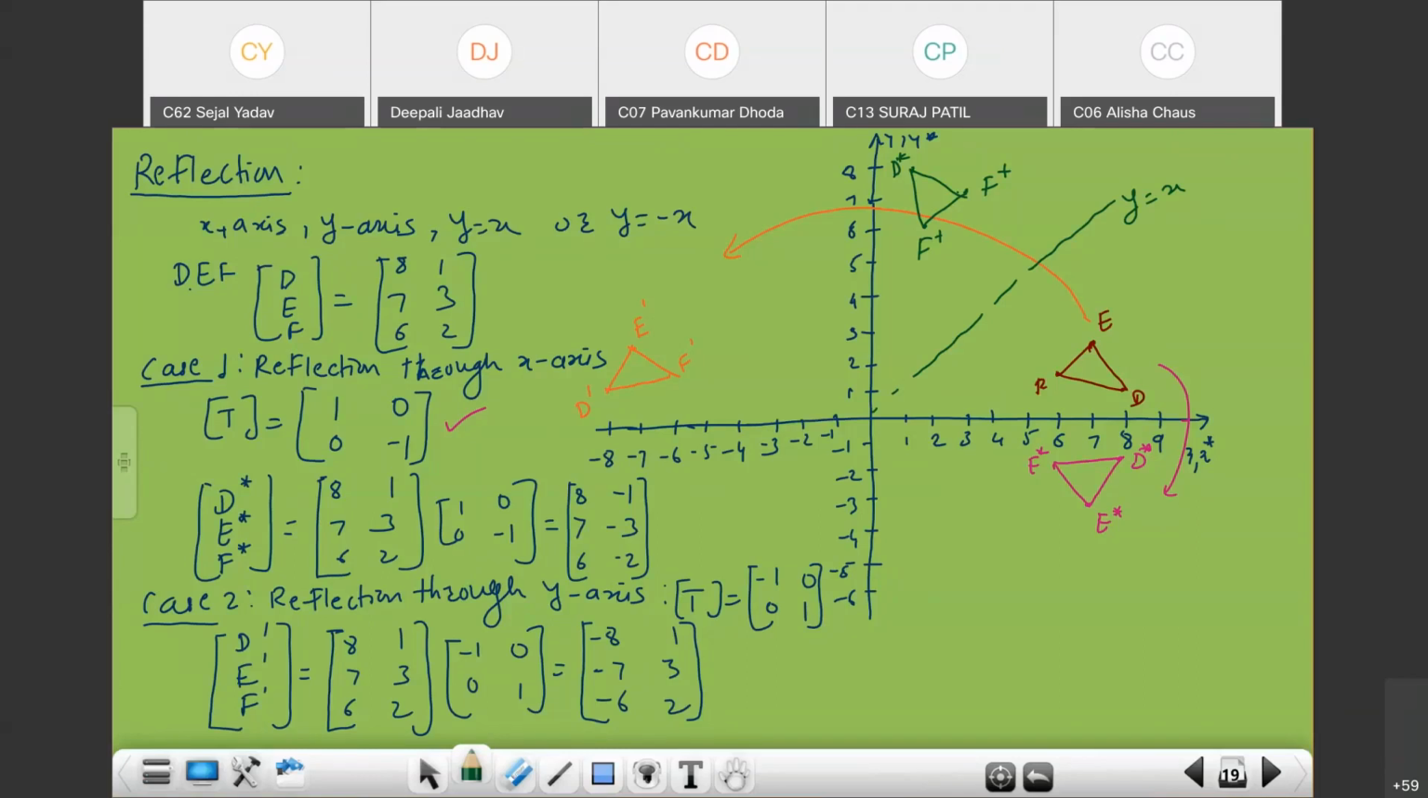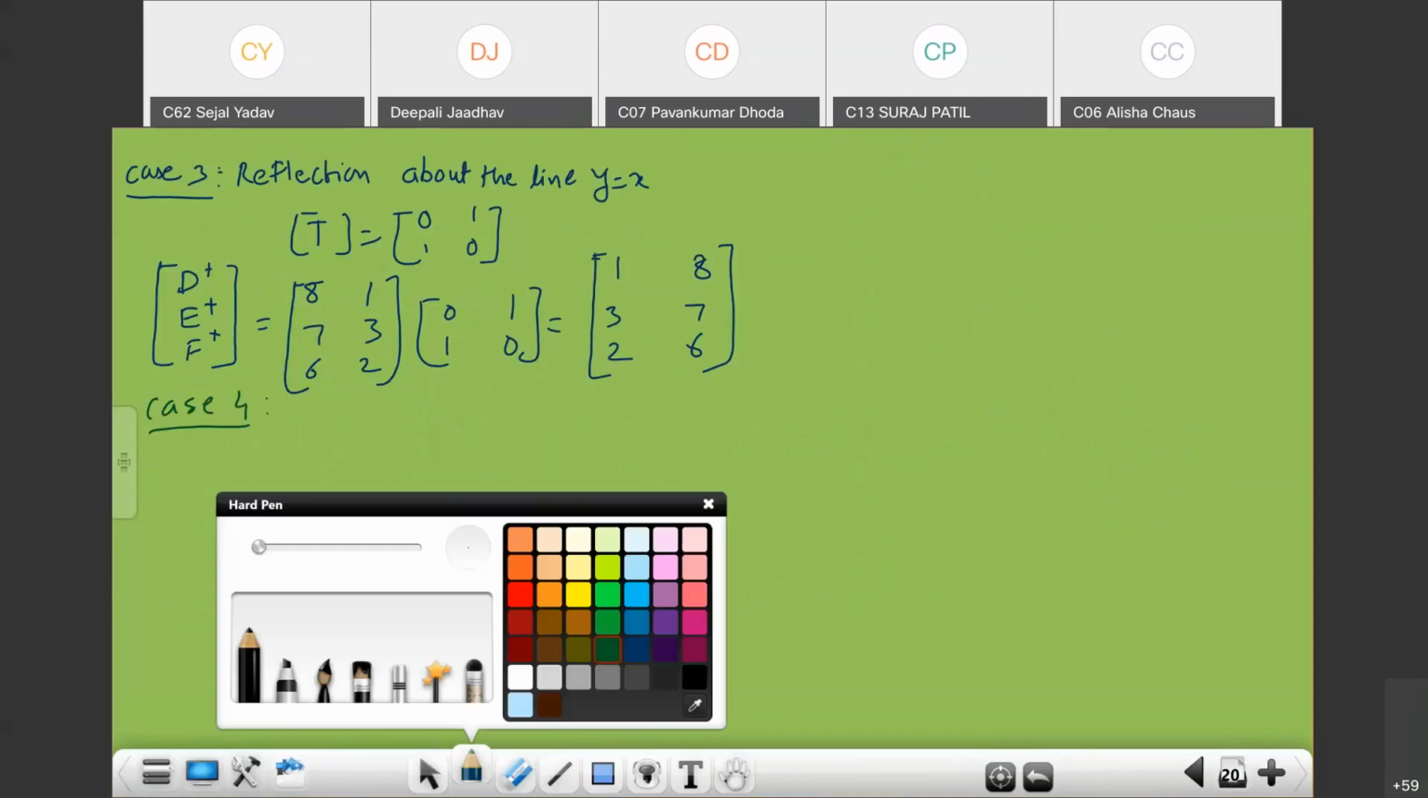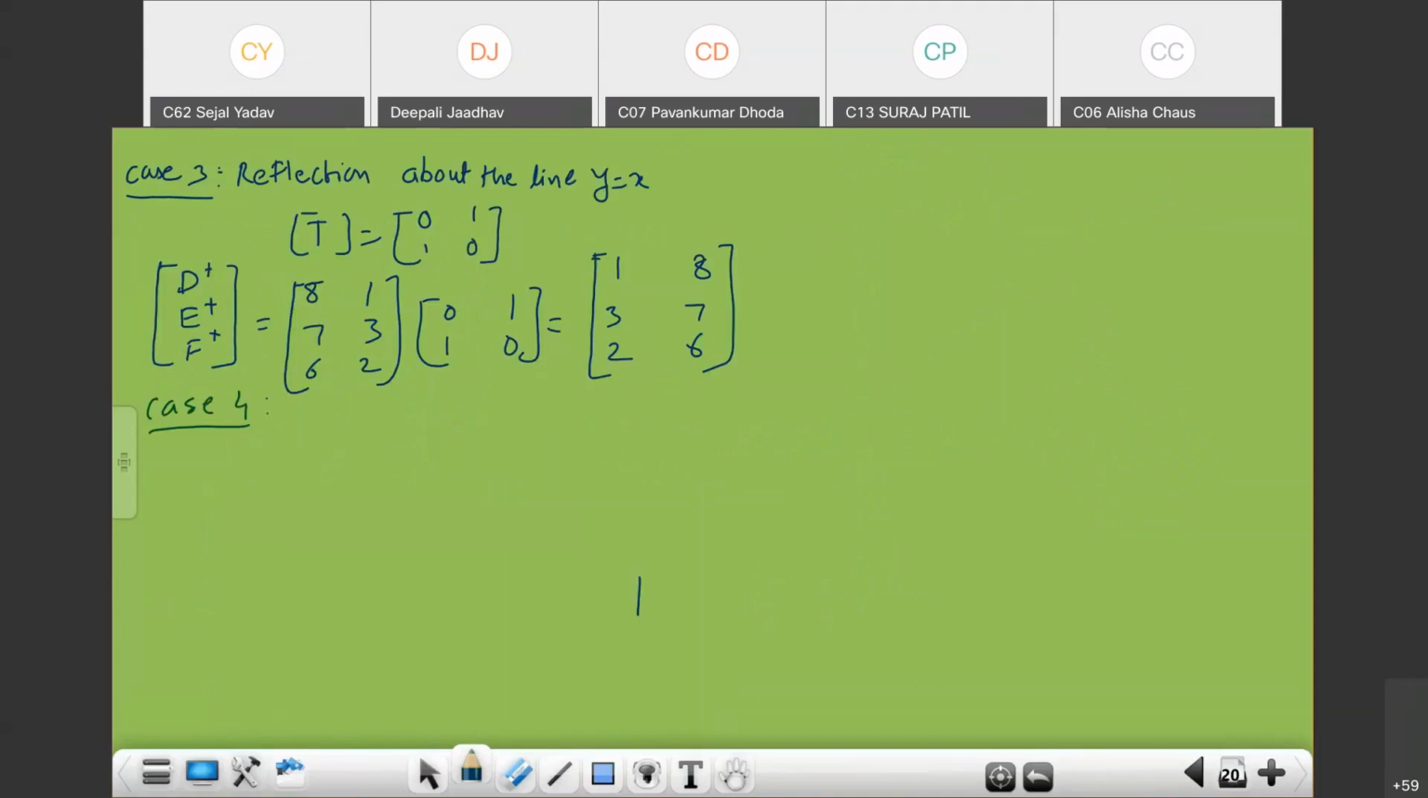Now the last case, case number 4, a reflection about the line y is equal to minus x. For that, the diagonal points are 0 0 as it is. Off diagonal points become minus 1, minus 1.